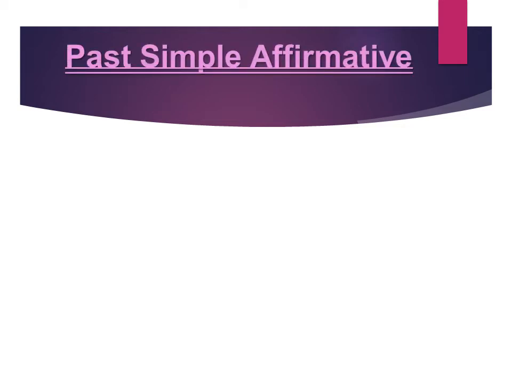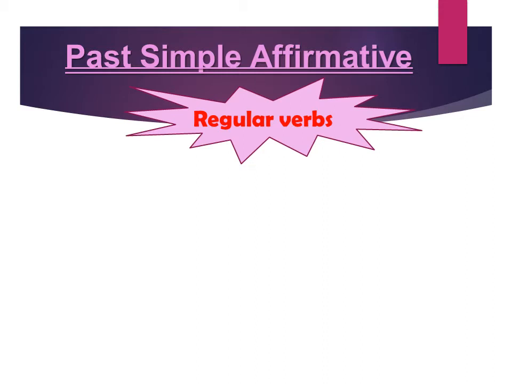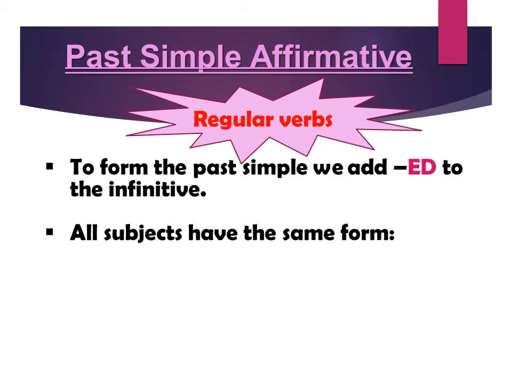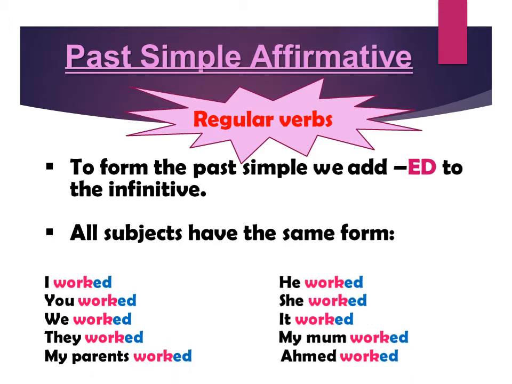Well, how can we form past simple affirmative with regular verbs? To form the past simple of regular verbs, we have to add ed to the infinitive. The infinitive verb is the base form. We change it by adding ed for regular verbs. All subjects have the same form, like I worked, you worked, we worked, they worked, my parents worked, he worked, she worked, it worked, my mom worked, Ahmed worked.